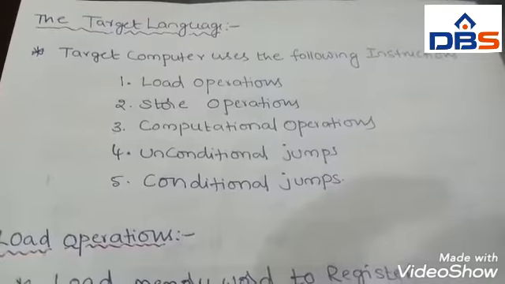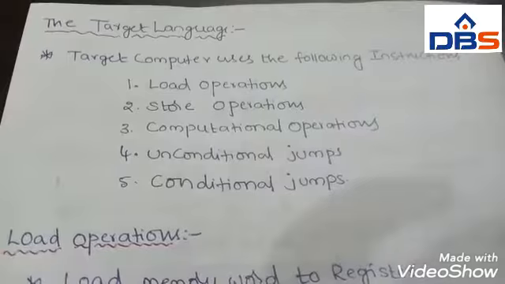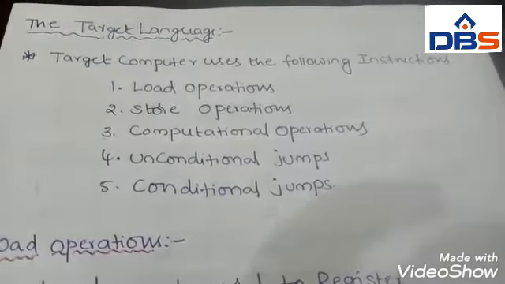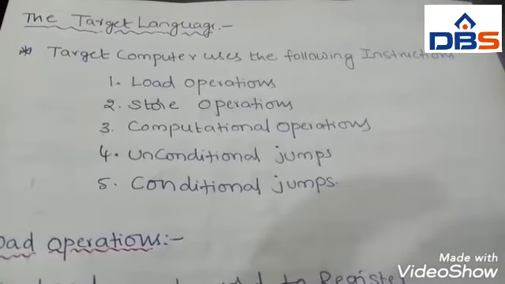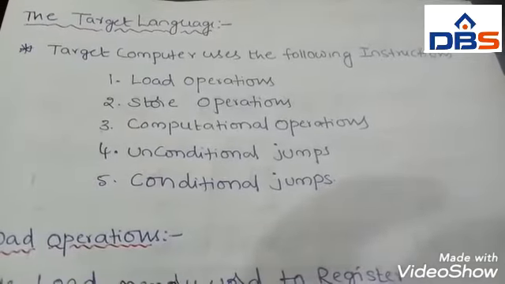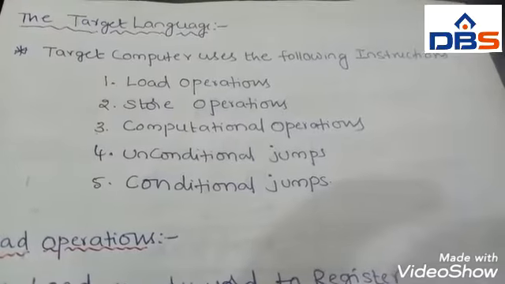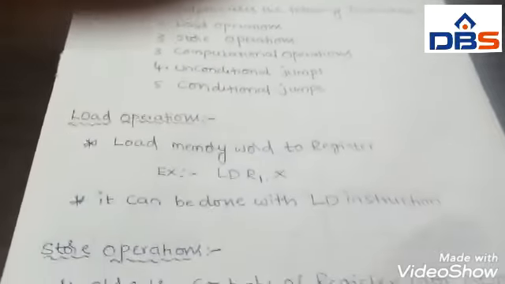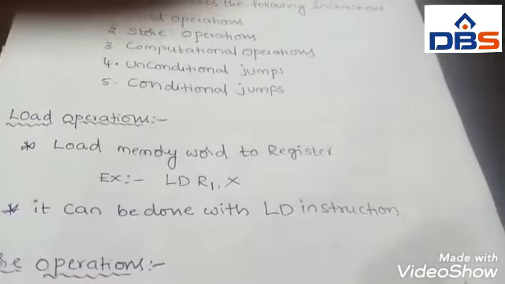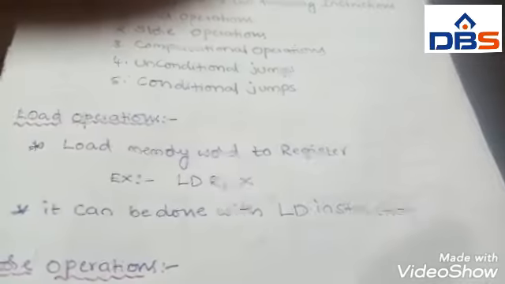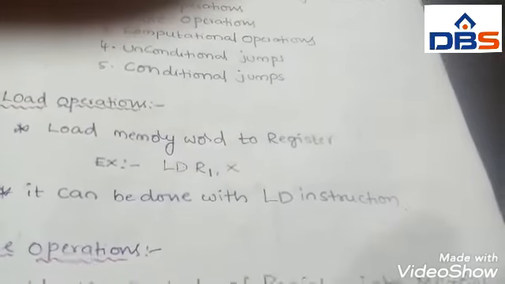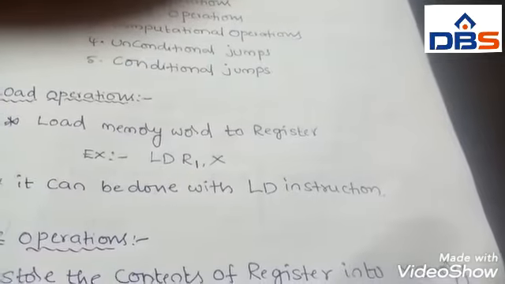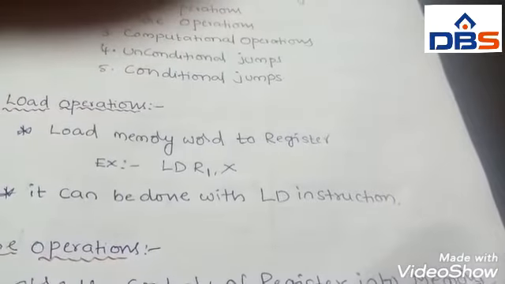Here, let us assume that our target computer uses the following instructions: load operations, store operations, computational operations, unconditional jumps, and conditional jumps. The first one is load operations. Load is nothing but loading a memory word to a register. Let us assume that the first argument is the destination and the second argument is the source.